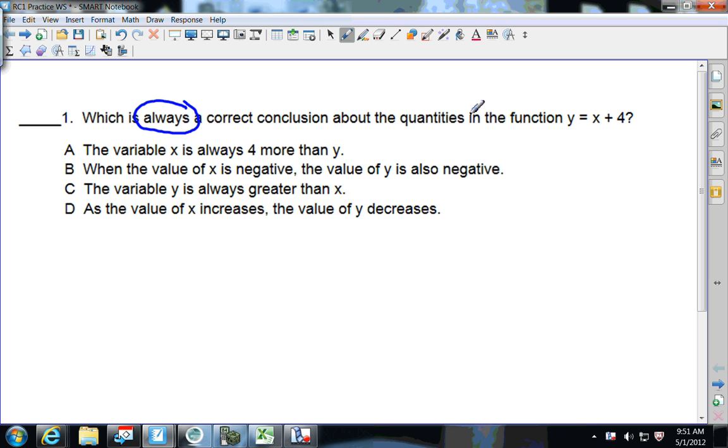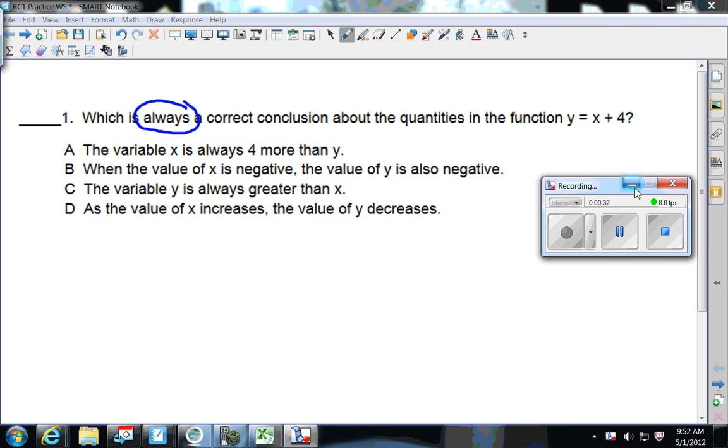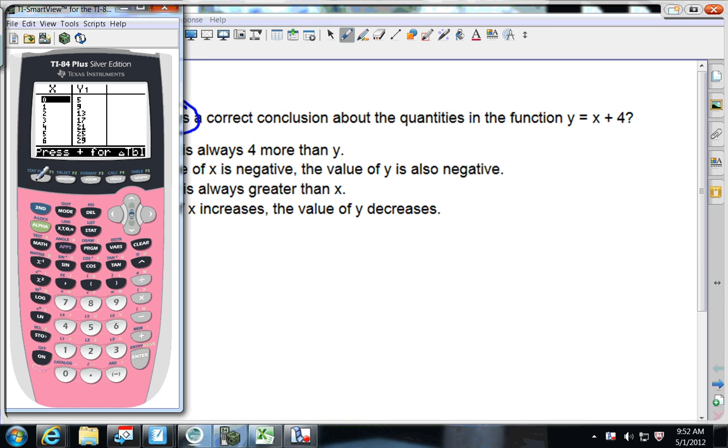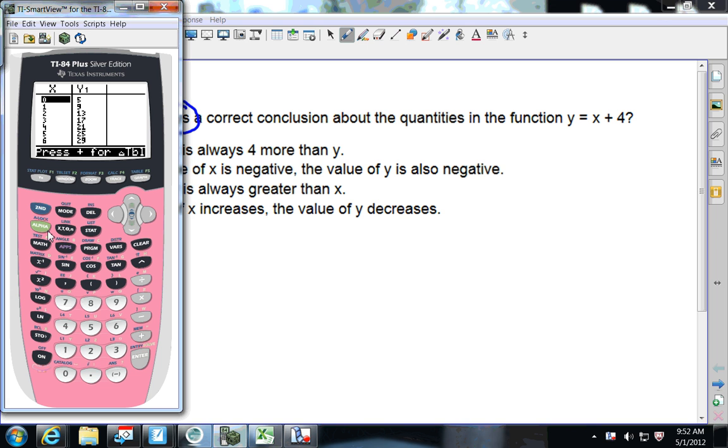What I will tell you is anytime you have an equation, you definitely want to put it into the calculator. Anytime you have one. So I'm going to go to y equals, and I'm going to put in there x plus 4. And I'm going to press second graph. It says it is always 4 more than y.